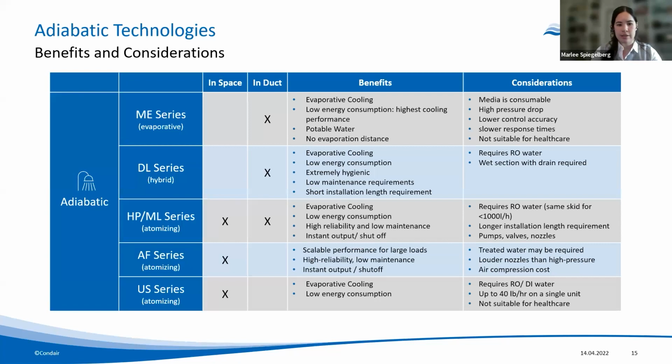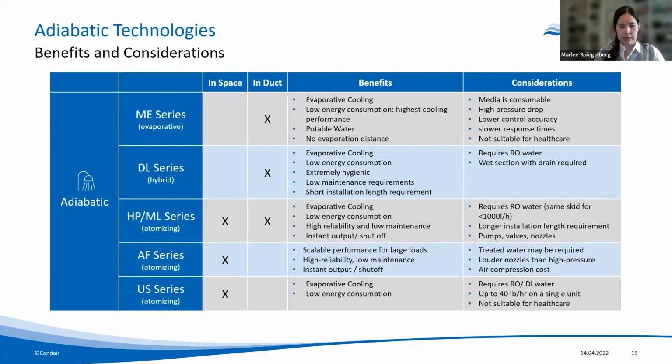The ME series, some of the benefits: it's the best, most efficient evaporative cooler, has very low energy consumption, and you can use potable water with this system, which is good from an energy and cost saving standpoint. One consideration, though, is very low control accuracy because you have to wait for the media to fully dry up or to saturate to get that humidification.